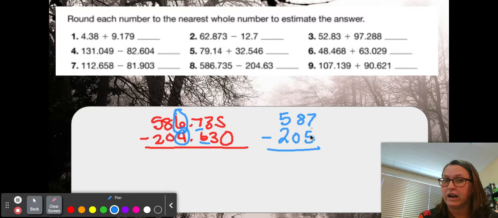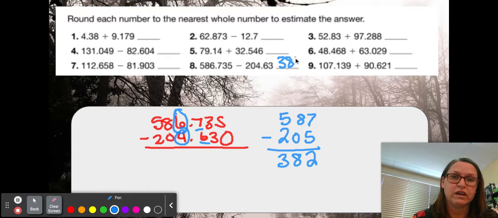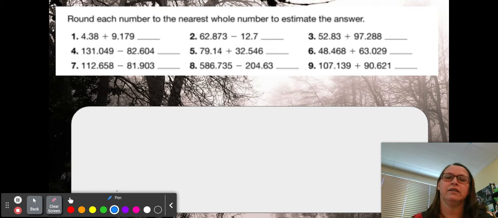And now I'm going to subtract. 7 minus 5 is 2. 8 minus 0 is 8. And 5 minus 3 would give me 3. So my answer is 382. And let's do number 9.